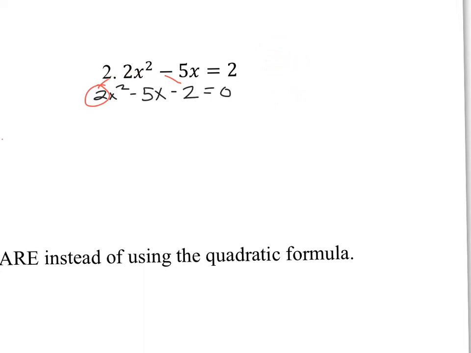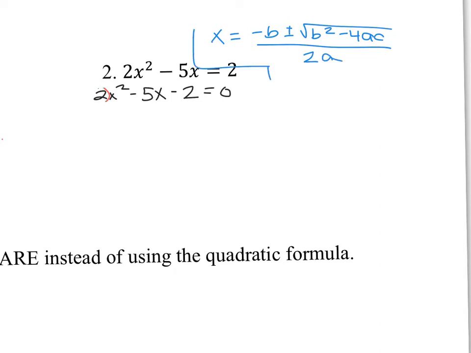So when I have an equation and I can't factor it, does anybody have any idea what I would do to solve this problem? Well, I would use the quadratic formula. Remember, the quadratic formula is x equals the opposite of b plus or minus the square root of b squared minus 4ac, all over 2a.